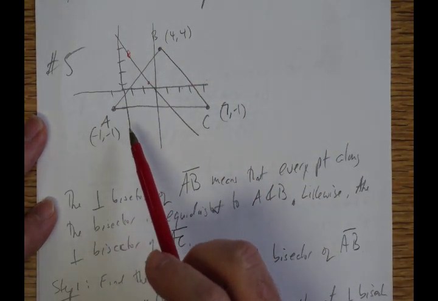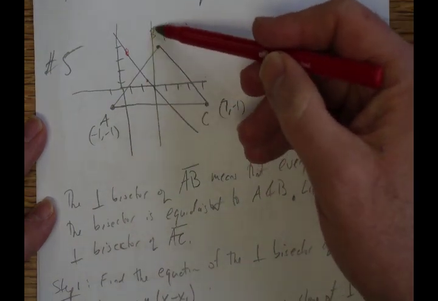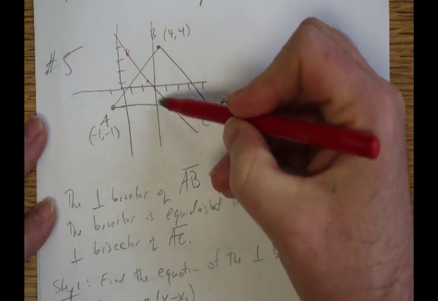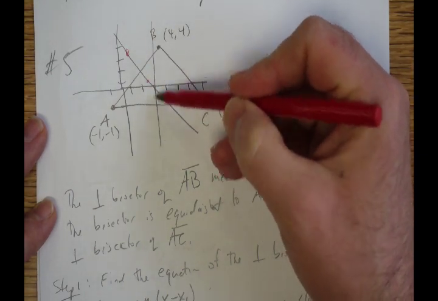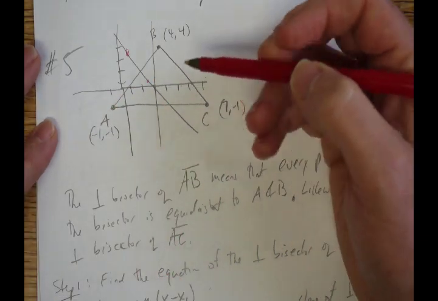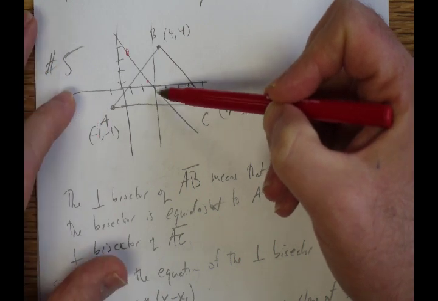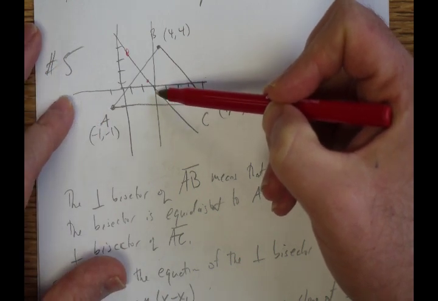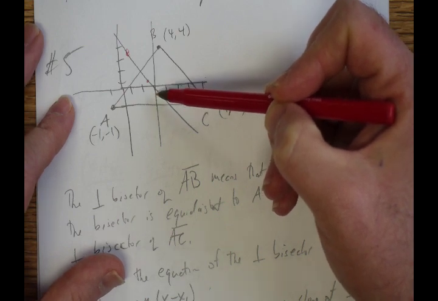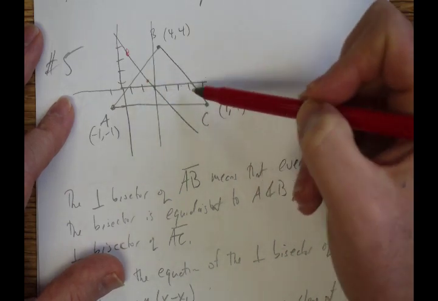If this point here is 3 meters from A, then it must be 3 meters from B. Likewise, my perpendicular bisector of AC is this line, and any point along here is going to be equidistant from A and C. So what that means then is that the intersection of these two perpendicular bisectors will end up being the point that is equidistant from A, B, and C.